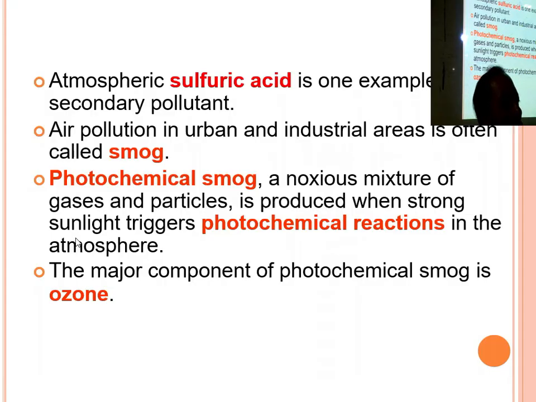Because we are not producing sulfuric acid and sending it to the air. Sulfuric acid we may produce, but that will be in our laboratory. We are not sending it to the air. But how is it made in the air? By secondary reactions. That's why it is called a secondary air pollutant. Air pollution in urban and industrial areas is often called smog, photochemical smog. What is that?